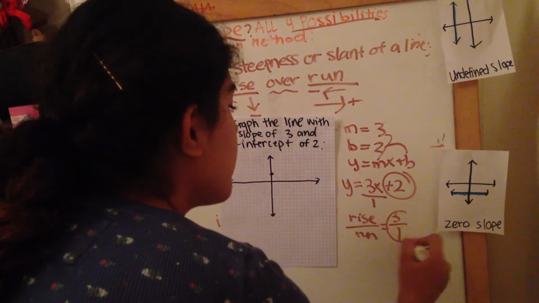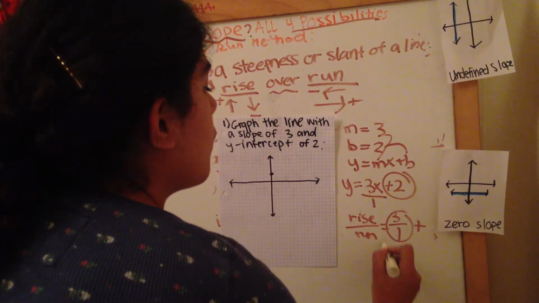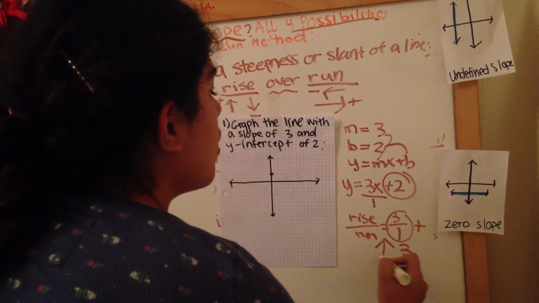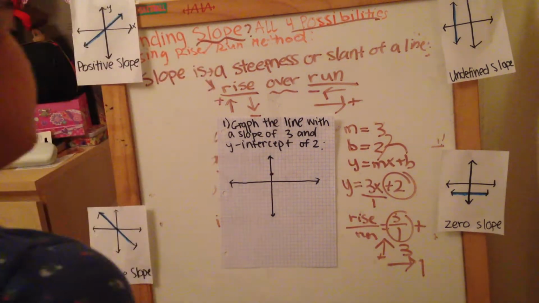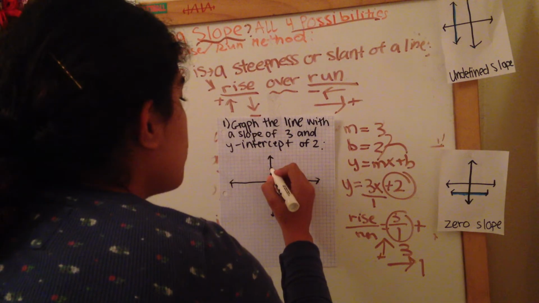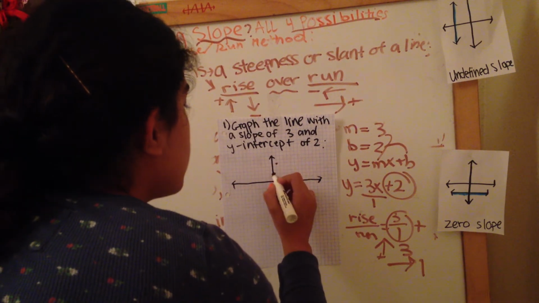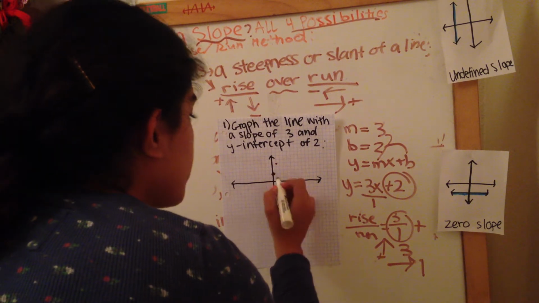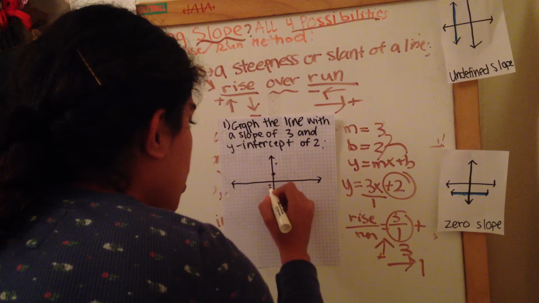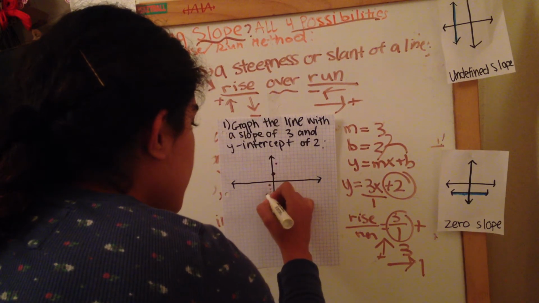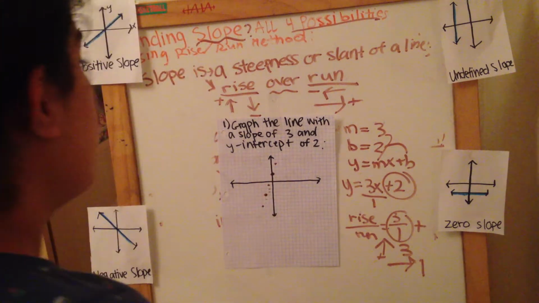Since this is positive, you go up 3 and you go right 1. Up 3, right 1. So forth, down 3, left 1. Down 3, left 1, and so on.